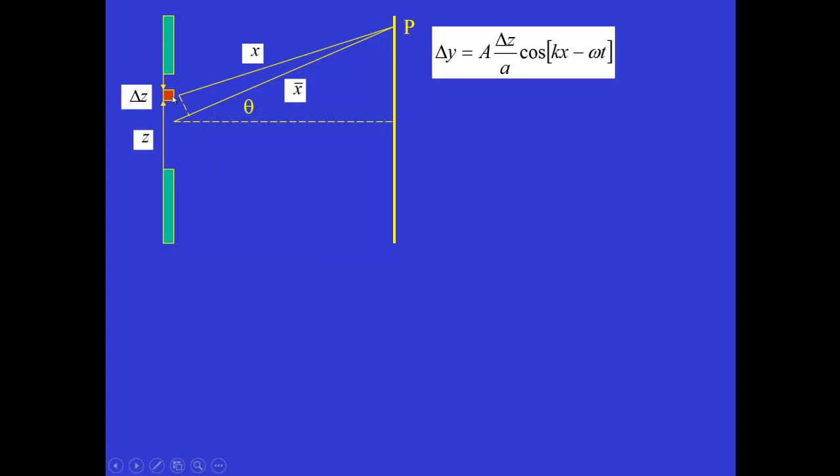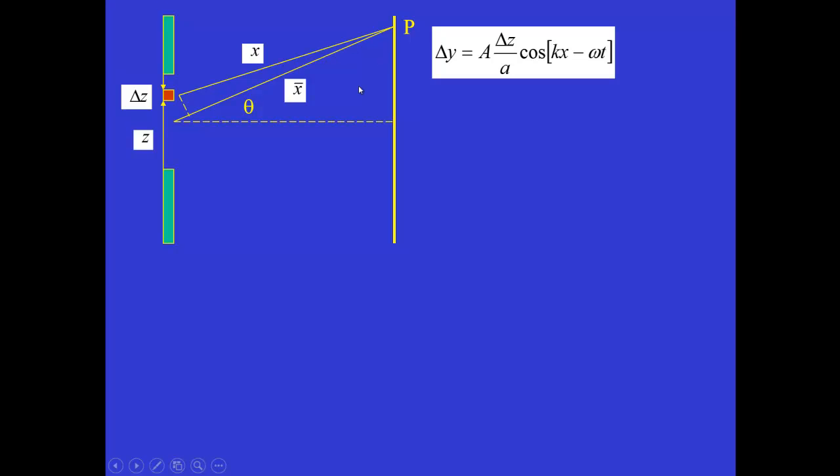You can see that the red region is a tiny piece of the overall slit that has width delta z, and the coordinate system we'll use is to call the distance z measured from the bottom of the slit. So that's where that little piece is located. And z equals 0 is the bottom edge of the slit, and z equals A is the top edge. So x is the distance that the wave has to travel coming from the region delta z to get to point P on the screen.